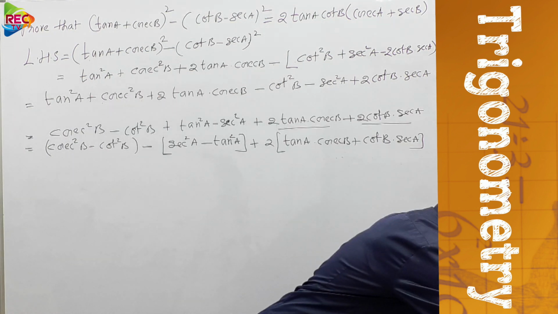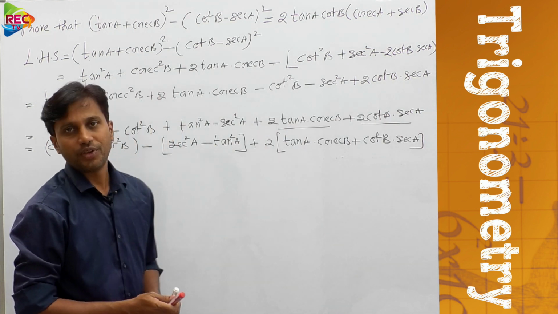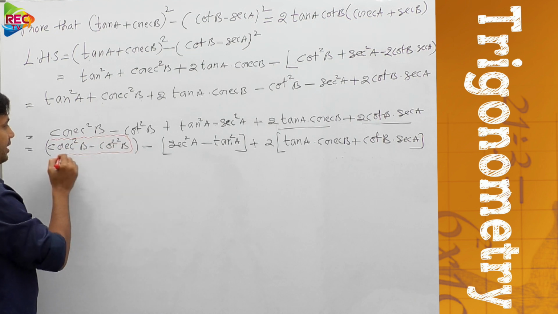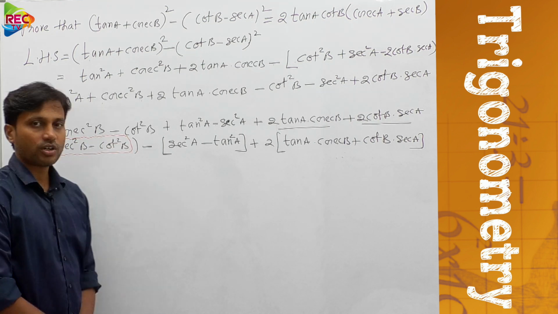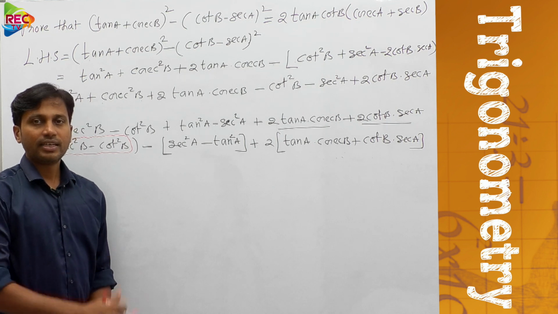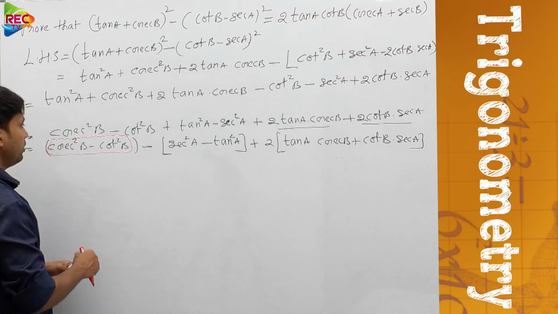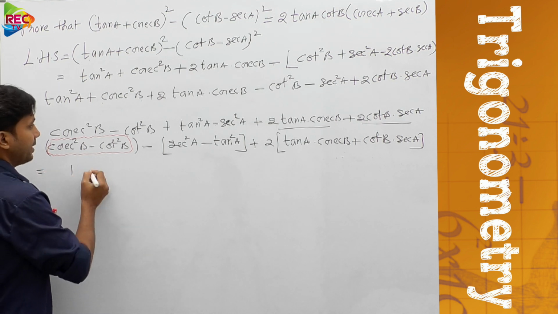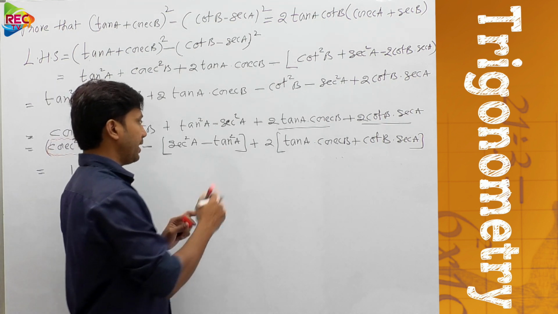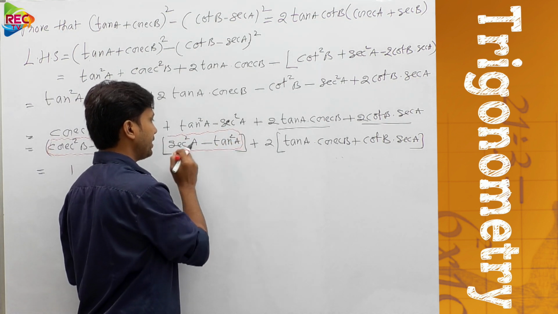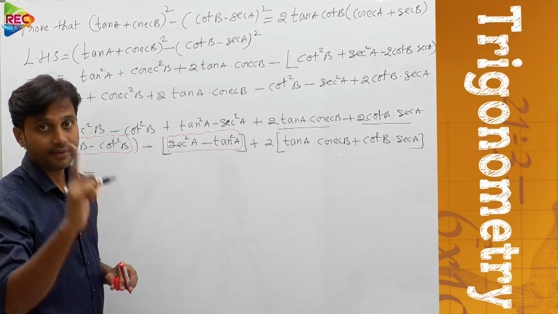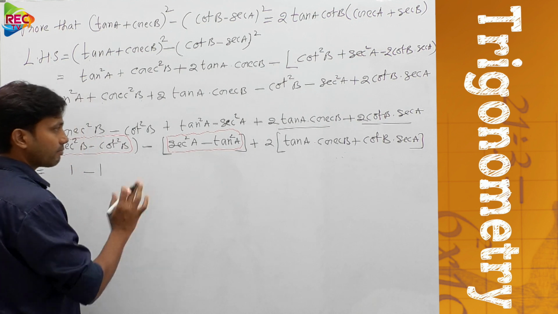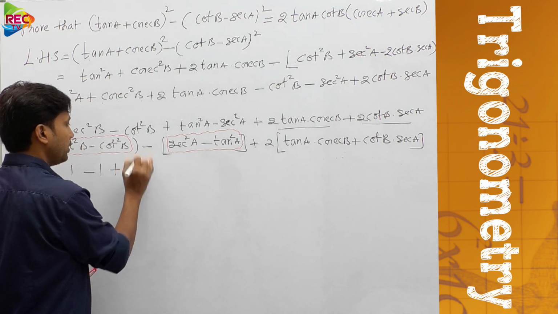Now let me highlight all the trigonometric identities with red color. So inside this bracket you might have identified this is cosecant square b minus cot square b, which is a standard identity. That value would be 1. Minus secant square a minus tan square a, again a standard trigonometric identity, and the value of this would again be 1. Now what is left? 2 into.